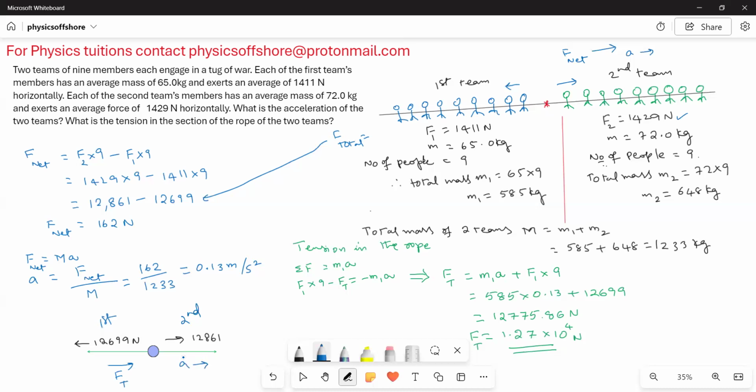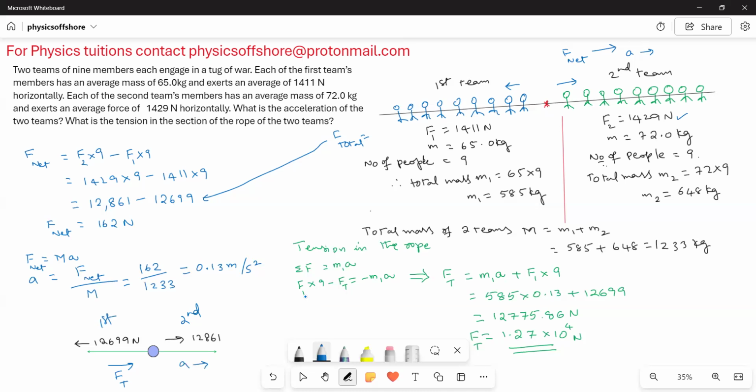Now why I am writing all this is because the direction and the sign are important. Acceleration is in this direction means negative. For these people, the acceleration will be negative because the force is in this direction, acceleration is in this direction. So F1 into 9 minus F tension is equal to minus M1A. Therefore, F tension is equal to M1A plus F1 into 9.